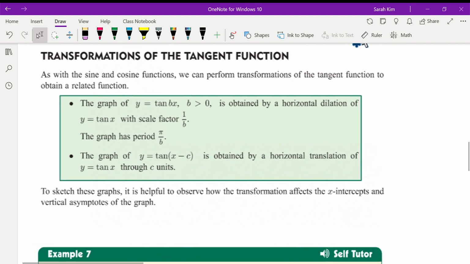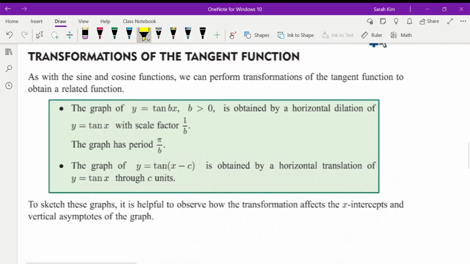Now, transformations for tangent functions, we can summarize in these dot points. Graph of y equals tan bx, so as you can see, the b is inside the function. B greater than 0 is obtained by a horizontal dilation of y equals tan x with a scale factor of 1 over b. So that's a very important fact you should write down. The graph has a period pi over b. Okay, please write these down.